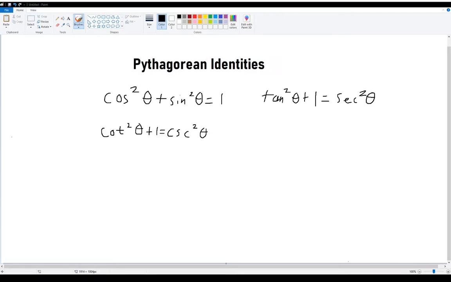Next I'll be covering Pythagorean identities, and what these basically state are that cosine squared theta plus sine squared theta equals 1, cotangent squared theta plus 1 equals cosecant squared theta, as well as tan squared theta plus 1 equals secant squared theta. So now that we know some basic trig identities, let's move on to some examples.